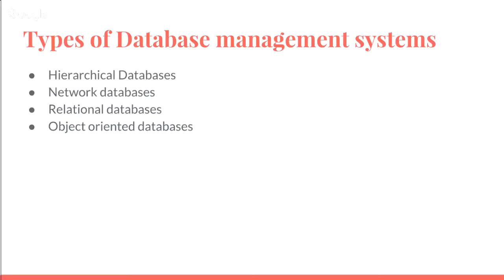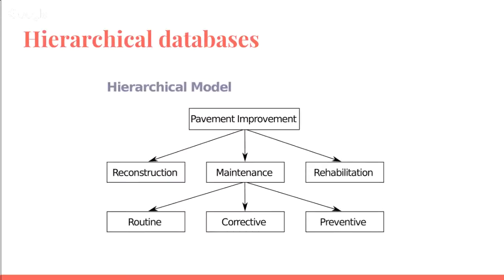The different types of database management systems and models are the hierarchical databases, network databases, relational databases, and object-oriented databases. In a hierarchical database, records information and then organizes it in a tree-like structure. The data is stored as records, which are then connected to one another through the links shown in this graph.